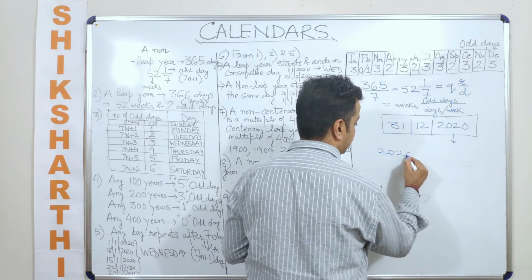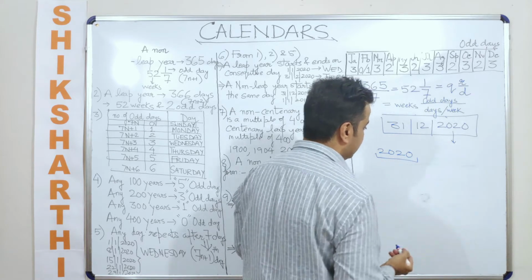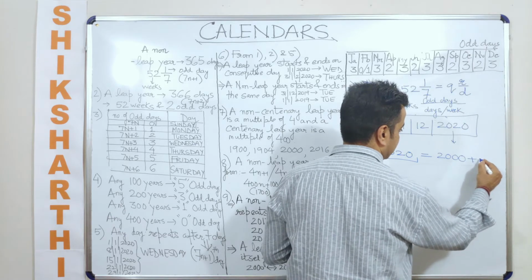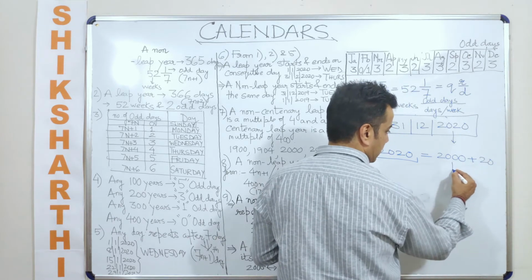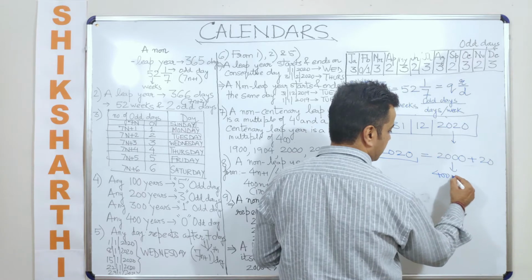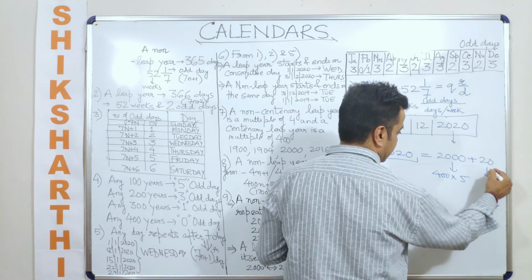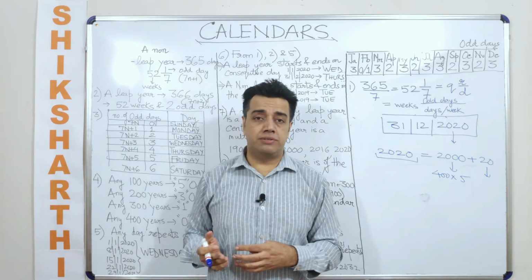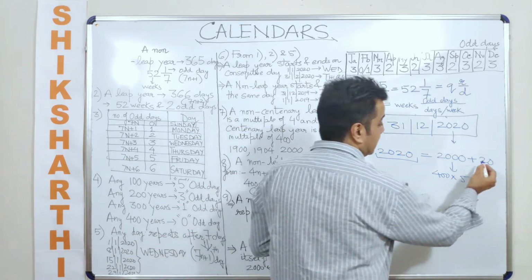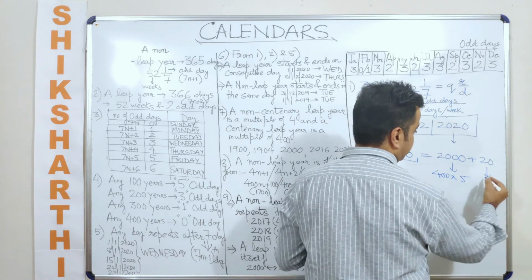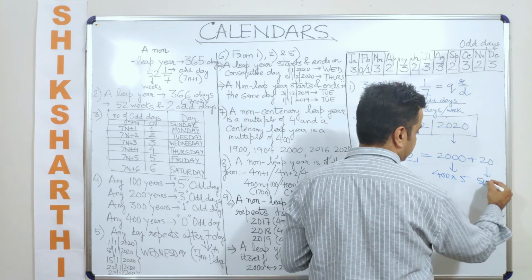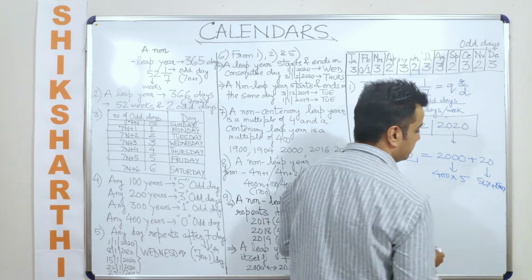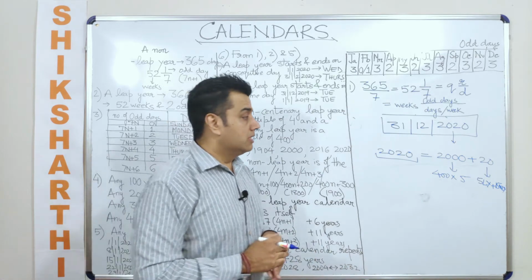Okay, so in that case, let us see that this can be broken up as 2000 years plus another 20 years. Now can I say this 2000 is a multiple of 400, and these other 20 years will give me how many leap years and how many non-leap years? So these 20 years will give me how many leap years? Can I say this will give me 5 leap years and 15 non-leap years? Now how do I do this?